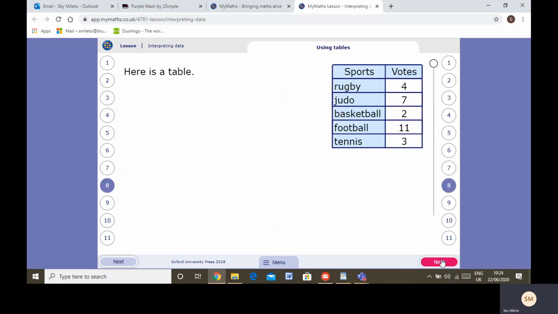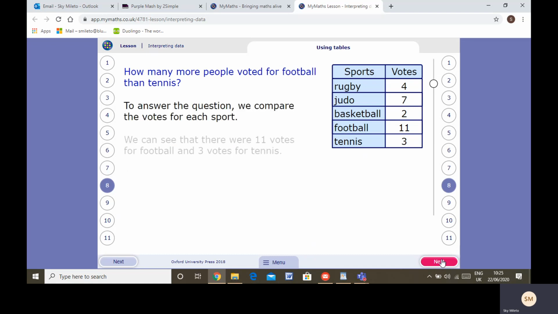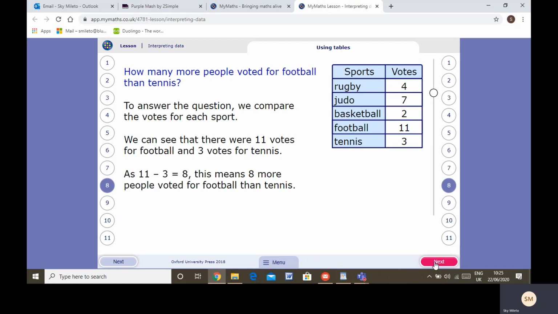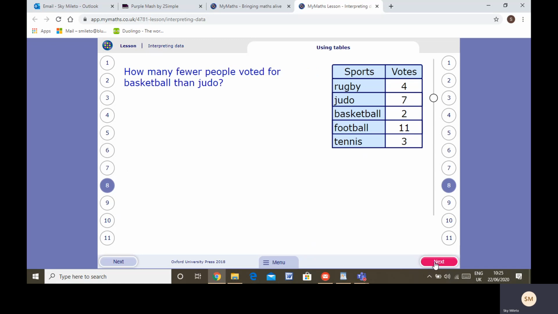Here's a table. It shows the results of a survey in which people voted for their favourite sports. We can use the table to answer the questions about the survey. How many more people voted for football than tennis? Okay, so here we're not using a graph, but we're still looking at the numbers. So football, 11 voted, tennis, 3 voted. So if we do 11 subtract 3, we know that 8 more people voted for football than tennis.